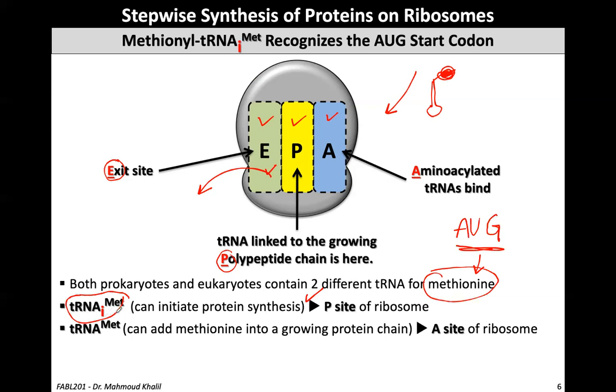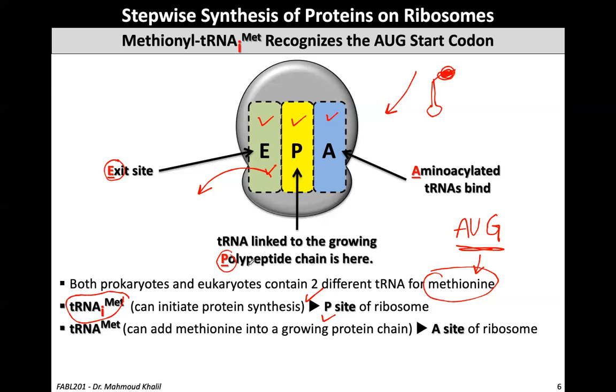So this transfer RNA I will sit at the P site. So the first transfer RNA which sits on the ribosome sits on the P site, okay? And this transfer RNA is actually transfer RNA I Met, which is charged with methionine, in order to make sure that the first amino acid, methionine, will sit on the AUG codon.